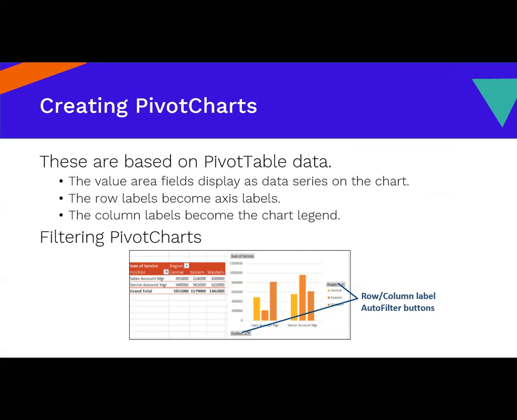Okay, so creating pivot charts. These are based on the pivot table data. So of course you have all the raw data. Sometimes people like to look at an actual chart. The value area fields display as data series on the chart. The row labels become the axis, and the column labels become the chart legend. So you can filter off of the pivot charts to see the different rows and different columns of your data. Once again, it makes things a lot easier than doing your regular worksheet charts.